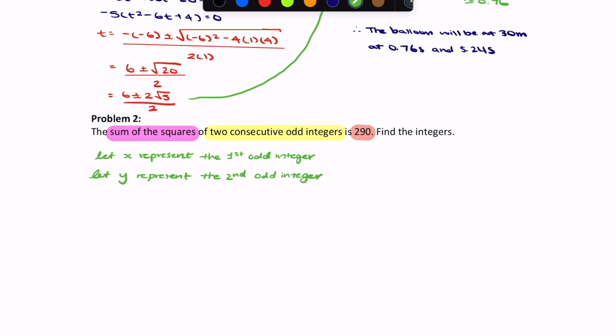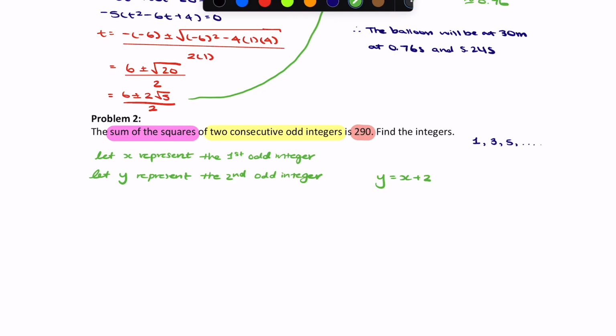And here we know that if we have x being the first odd integer, then the second odd integer needs to be added by 2. So for example, if we had 1, our next consecutive odd integer would be 3, and then 5, and then so on. So each time we're adding it by 2. So here we know that y would be equal to x plus 2.